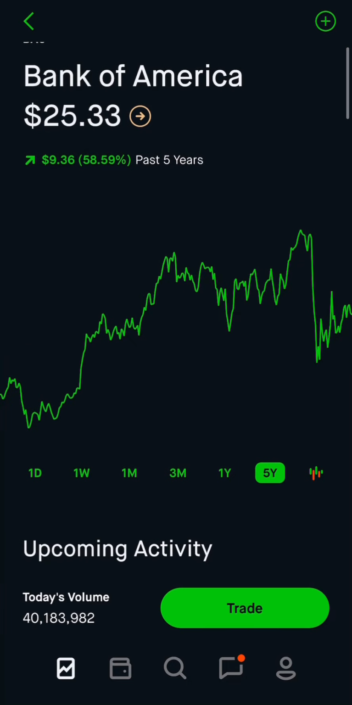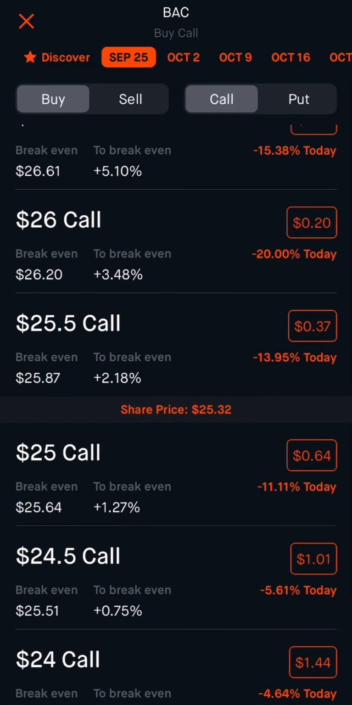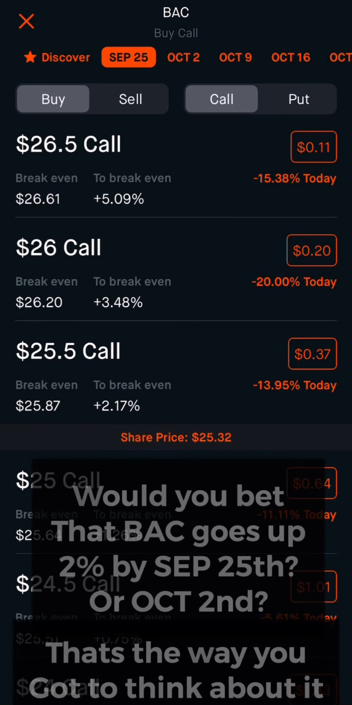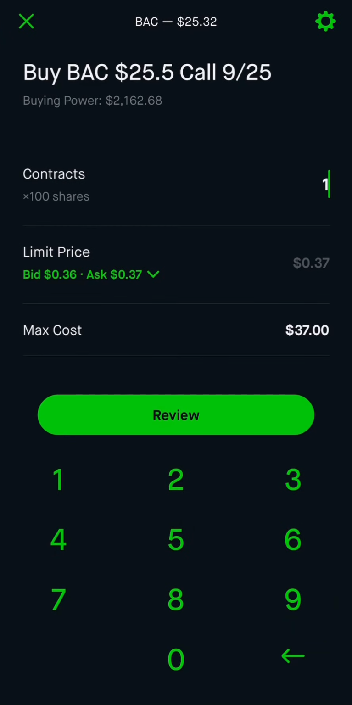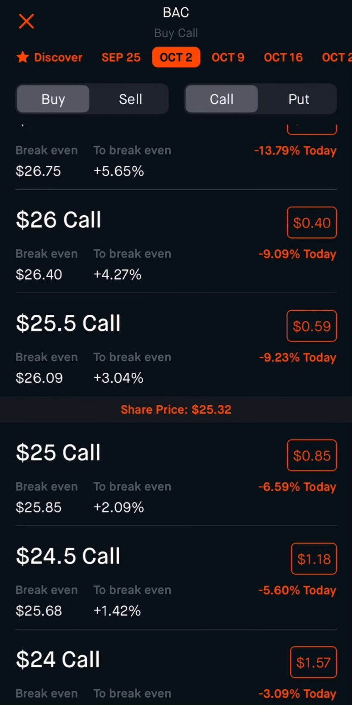So what you would do is you press trade options. You press your date, September 25th, October 2nd, whichever one you want. October 2nd is very safe. So that's why the shares are so much more on October 2nd, because it's safe. Here, like this one, to go up 2% Bank of America by September 25th, it's like nothing. It's $37. So you can buy 10 contracts if you wanted with Bank of America. So it's pretty safe. When you're looking at October 2nd, if you think it's going to be going up 3% by October 2nd, it gives it a whole other week to go up that 3%.